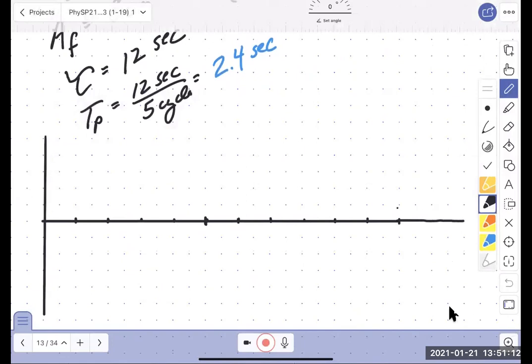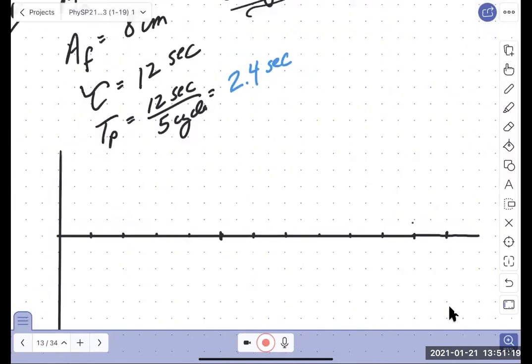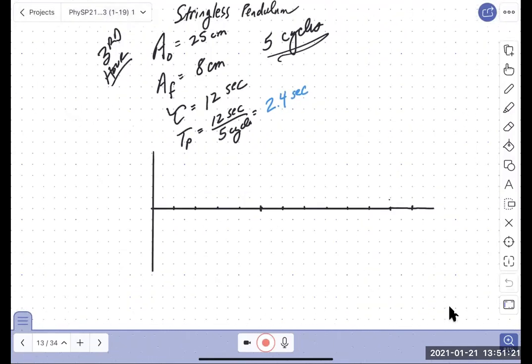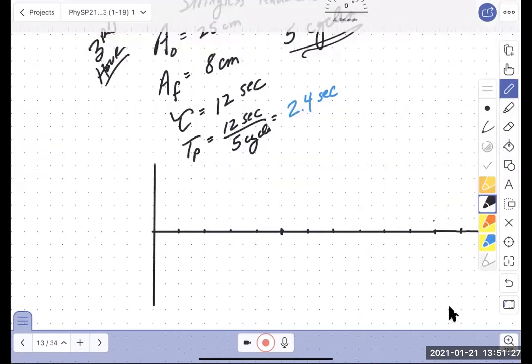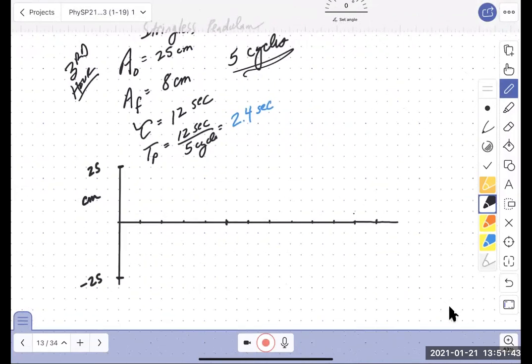Okay, and then there's 12. And then I start off at 25 centimeters, end up at 8 centimeters. So 5, 10, 15, 20, 25 centimeters. And then negative 25, 5, 10, 15, 20, negative 25. And that's centimeters, and that's seconds.